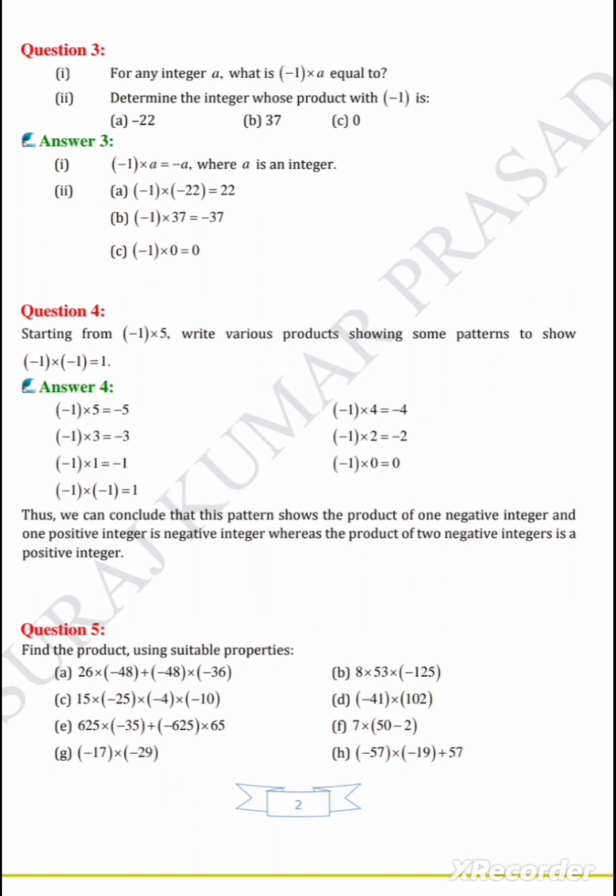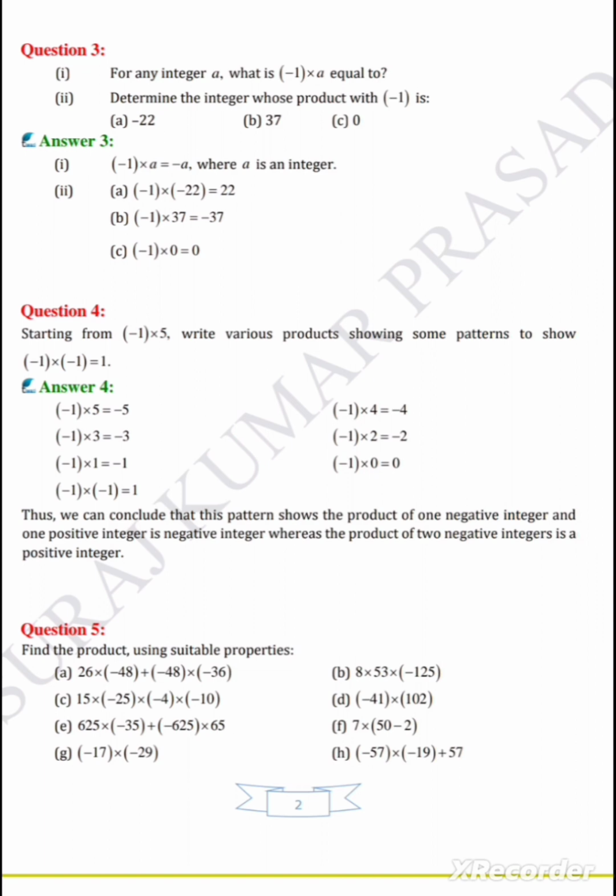Question number 4. Starting from minus 1 into 5, write various products showing some patterns to show minus 1 into minus 1 is equal to 1. Here, as given on the screen, minus 1 into 5 is equal to minus 5, minus 1 into 4 is equal to minus 4, minus 1 into 3 is equal to minus 3, and minus 1 into 2 is equal to minus 2. And minus 1 into 1 is equal to minus 1, and minus 1 into 0 is 0. As I said, if any integer is multiplied with 0, the answer is 0.